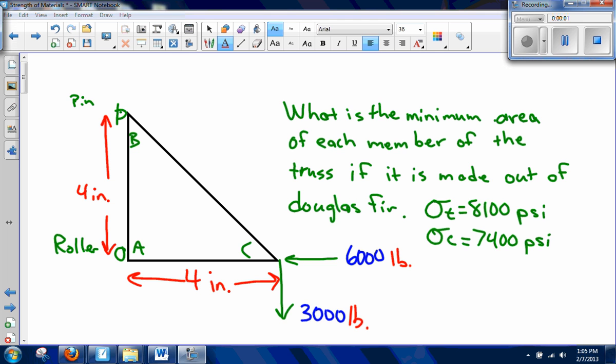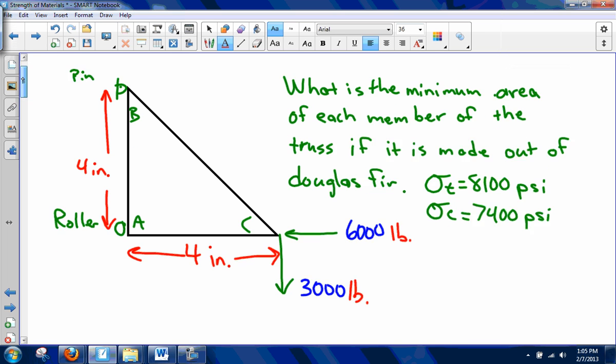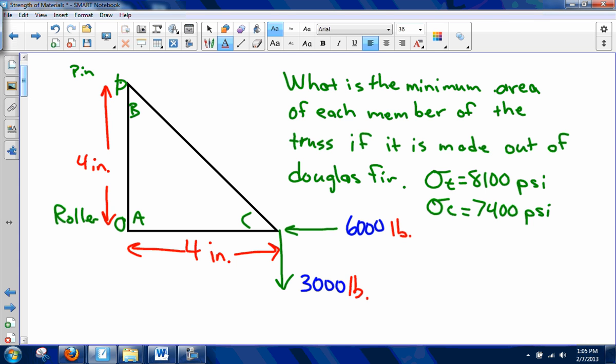This is the first example that you're going to use for your test tomorrow. We're going to calculate the minimum area of each member of this little bitty triangle truss, if it is made out of Douglas fir, so it's made out of wood. So the first thing we have to do for every one of these problems is draw a free body diagram.